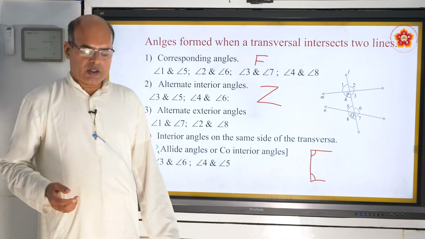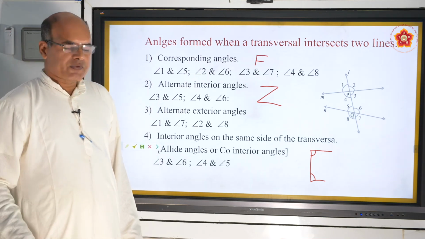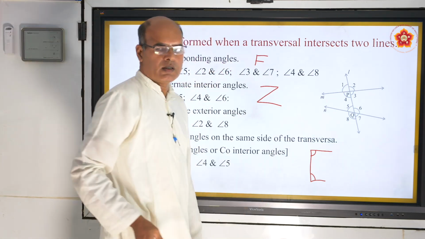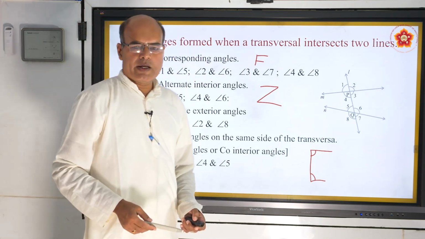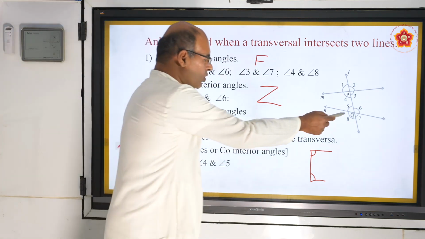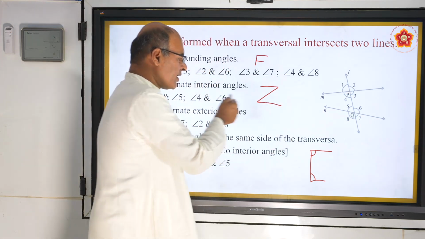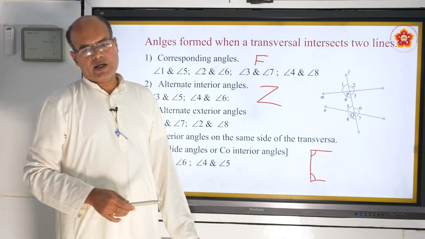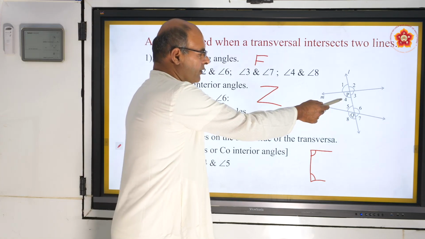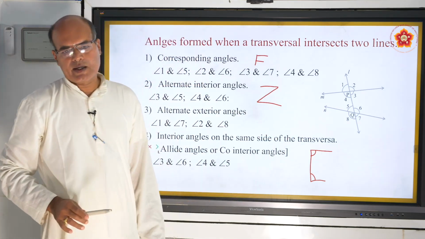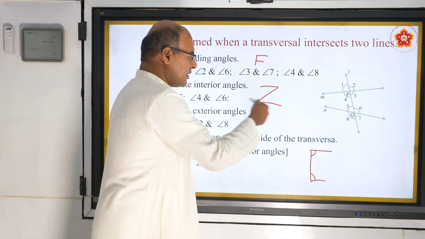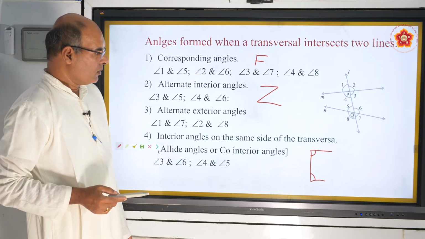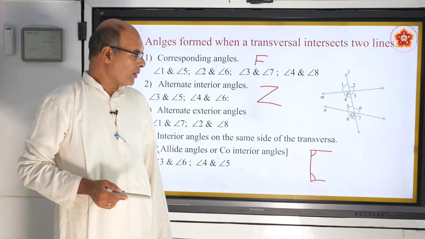In the previous chapter you studied the Euclidean fifth postulate. If the interior angles on the same side of the transversal together are less than 180 degrees, two right angles, then those lines meet when extended on that side. Here, if angle 4 plus angle 5 is less than 180 degrees, then if we extend these lines, they will meet somewhere here. That is the Euclidean fifth postulate you studied in the last chapter.